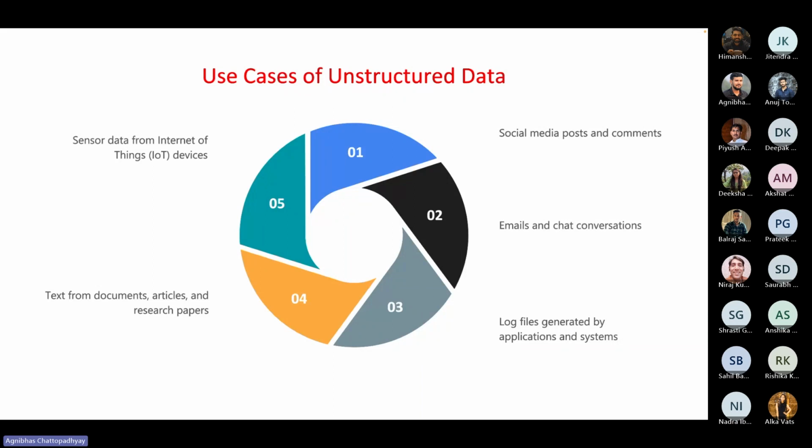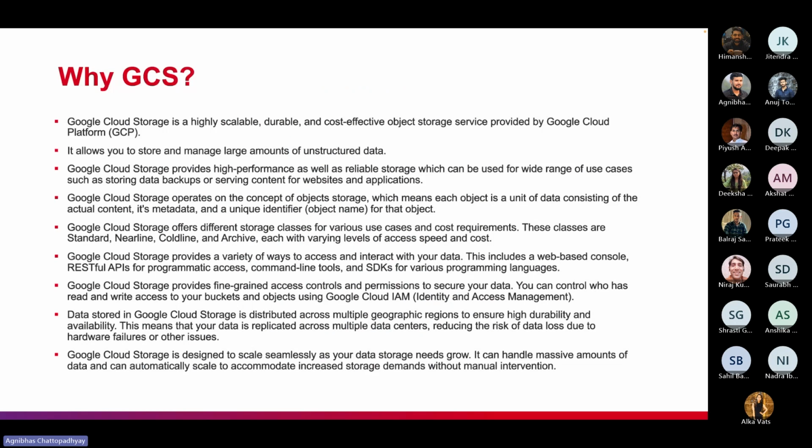So coming to why GCS. Firstly, Google Cloud storage is a highly scalable, durable, and cost-effective object storage service provided by GCP, that is Google Cloud Platform. It allows you to store and manage large amounts of unstructured data. We already discussed what unstructured data is, and GCP provides a highly scalable and cost-effective object storage service that can be used to store this unstructured data.